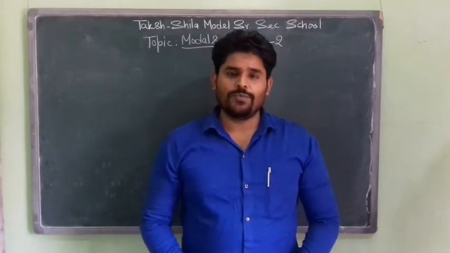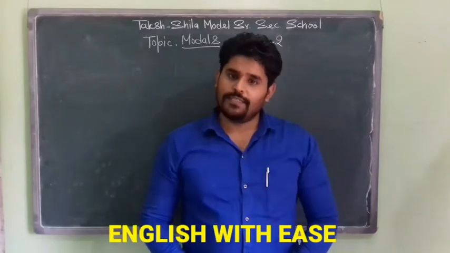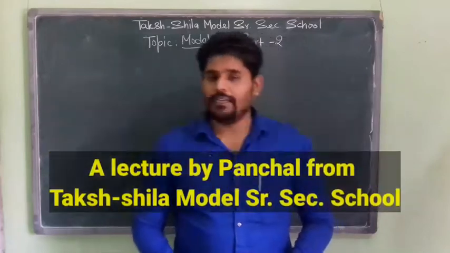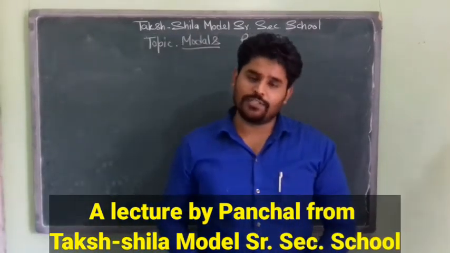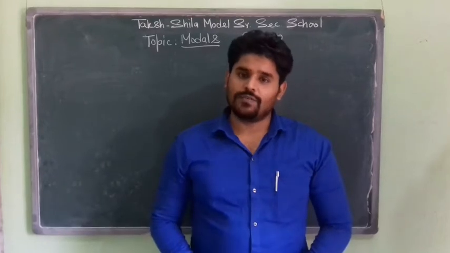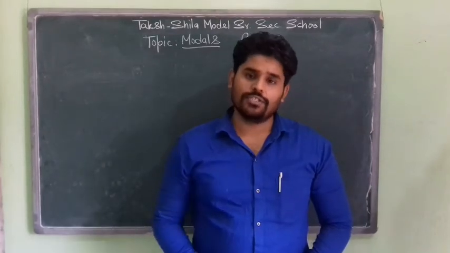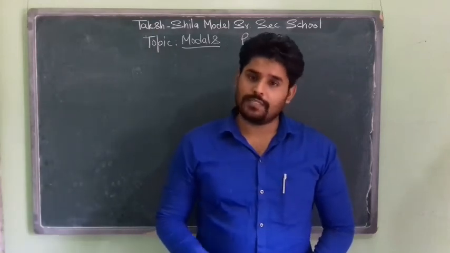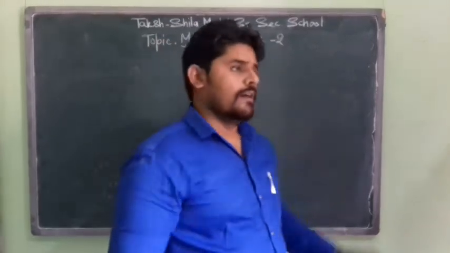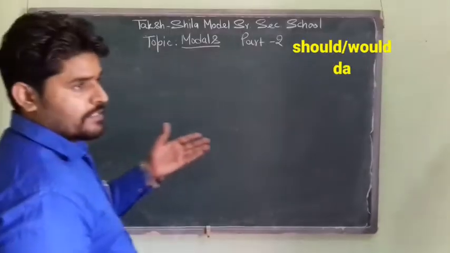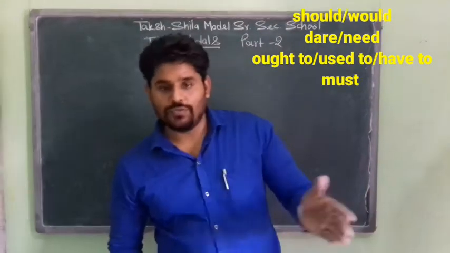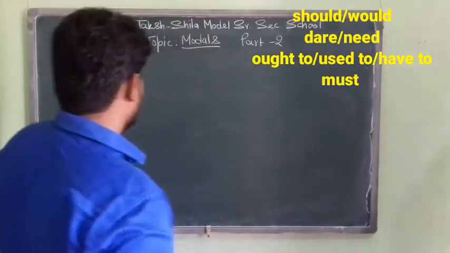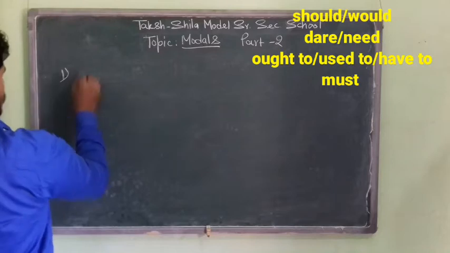Students, I welcome you all to this platform where we are going to discuss part number 2 of the lecture on modals. Students, in the last unit of this chapter we discussed 6 modals, right? And these 6 modals were can, could, may, might, will and shall. In this part number 2 of the chapter on modals, we are going to discuss the remaining ones, and these are should, would, need, dare, ought to, used to, have to, and must. So students, let us move on to the explanation of should first.